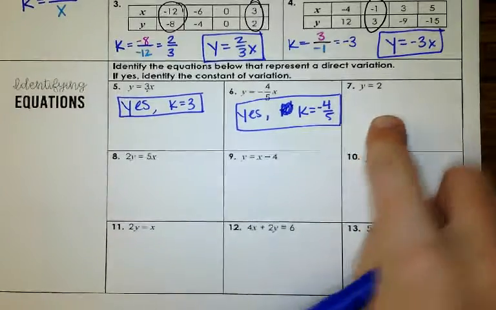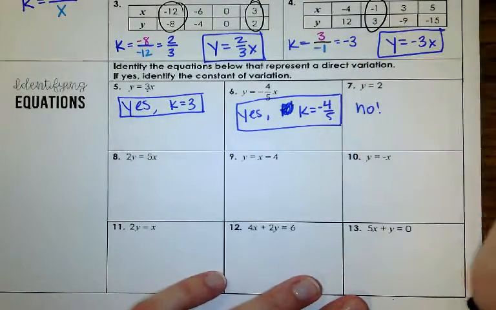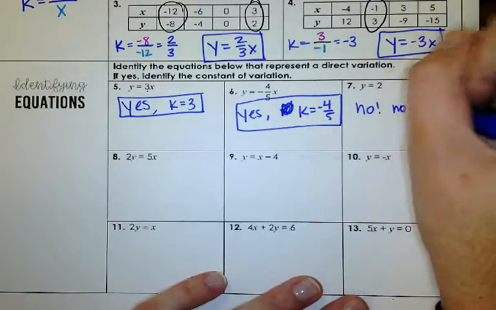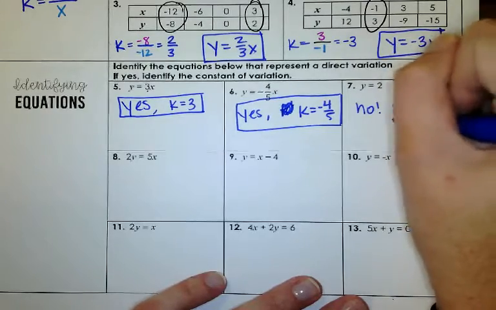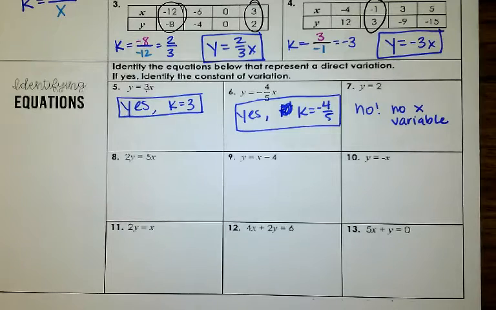Okay, what about number 7? Ooh, why not? You guys are correct. There is no x variable. All right, guys? If there's no x term, then it's not going to be a direct variation. So this one is not direct variation. So we can't really tell you what the k is.